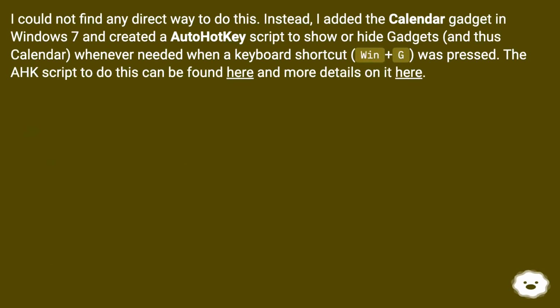I could not find any direct way to do this. Instead, I added the calendar gadget in Windows 7 and created an AutoHotkey script to show or hide gadgets, and thus calendar, whenever needed when a keyboard shortcut, Win plus G, was pressed. The AHK script to do this can be found here and more details on it here.